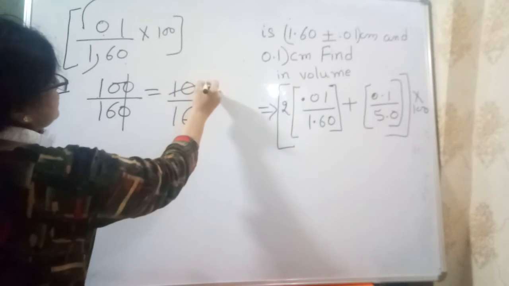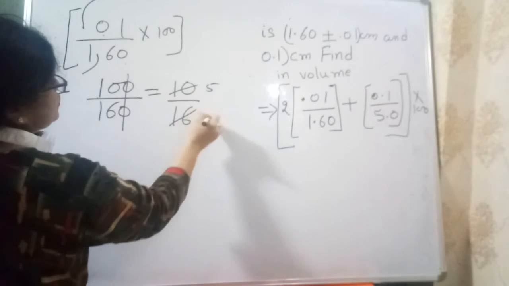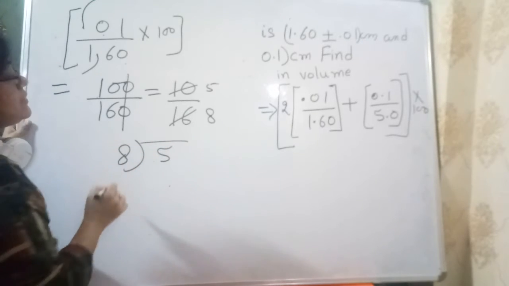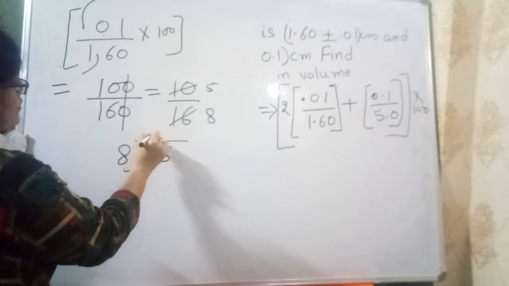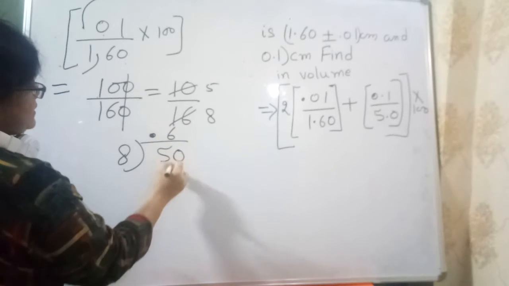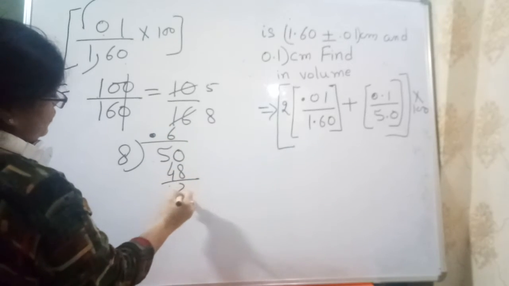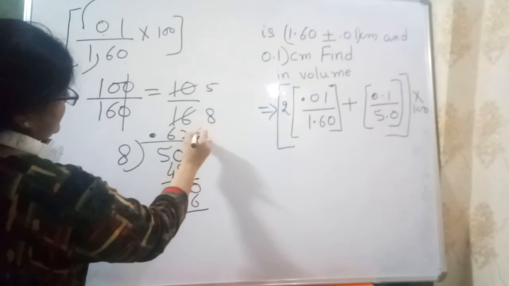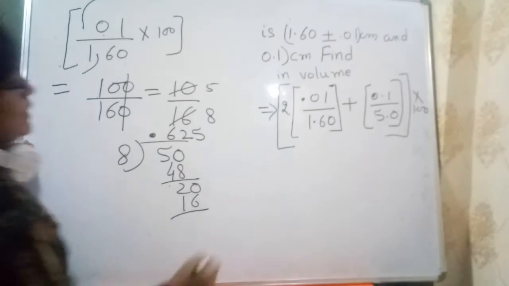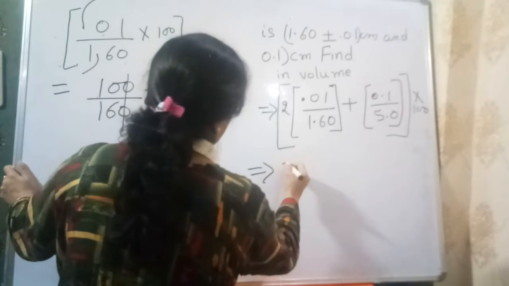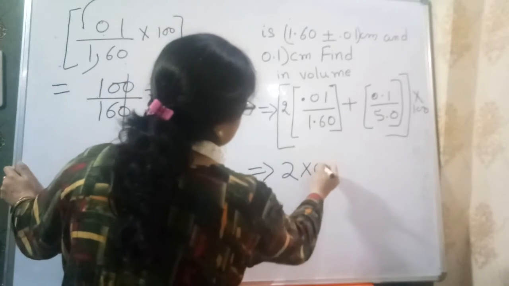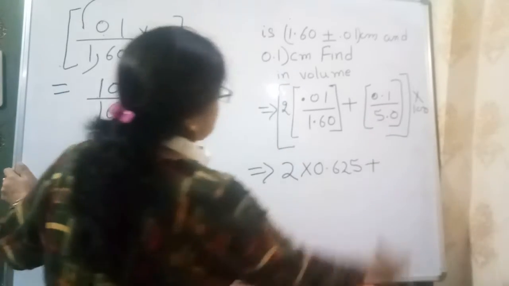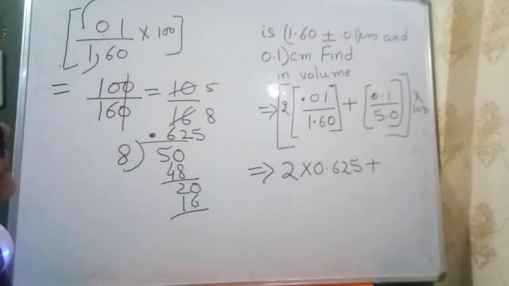That means 2 5s are, 2 8s are, and just divide 5 by 8, because in these questions decimals are very important. 8 0s are 0, 8 6s are 48, and we have 20, 8 2s are 16, then we have 40, 8 5s are 40. That means in place of this we write 2 into 0.625. Clear? Now we have to solve for the value of the height.